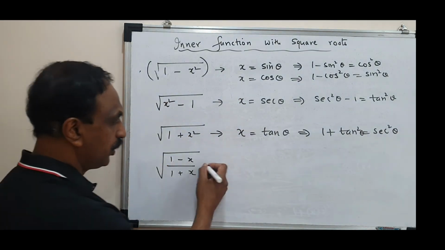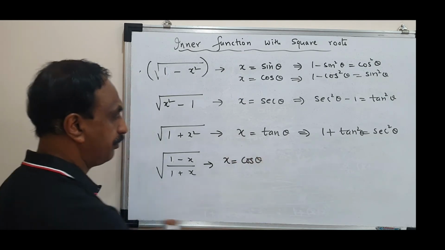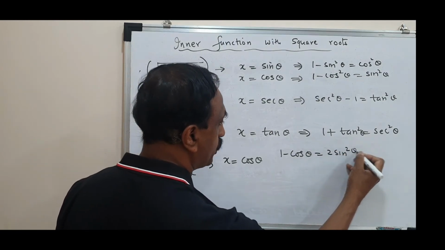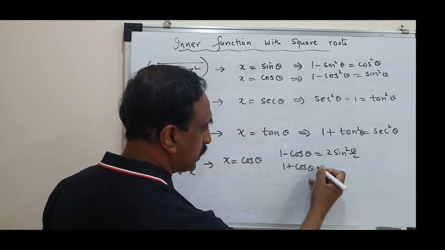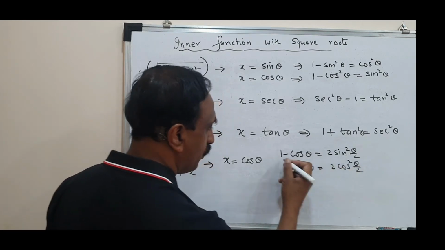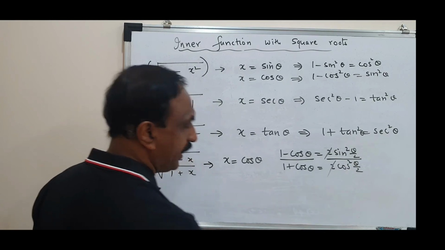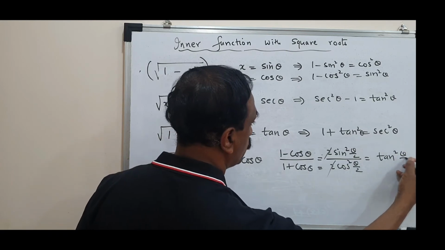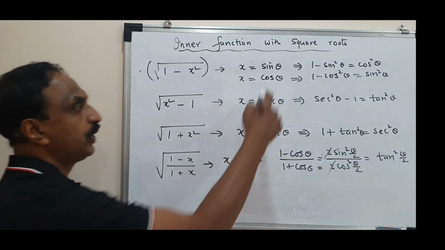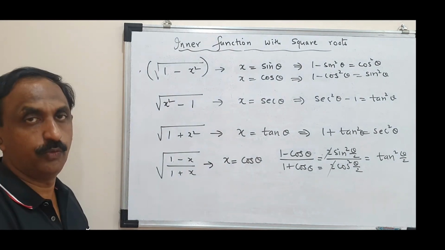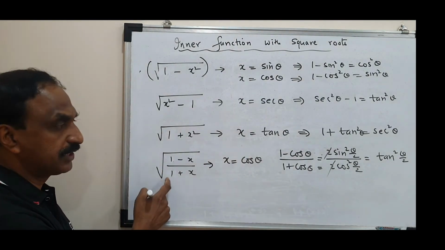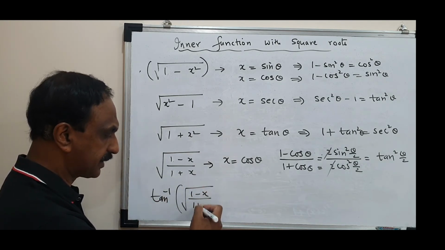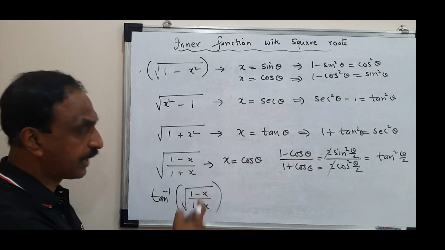In this case, you need to put x as cos theta because here it is very interesting. 1 minus cos theta is 2 sine square theta by 2 and 1 plus cos theta is 2 cos square theta by 2. When you divide, the 2 will go away and this will change to tan square theta by 2, and hence your square root can be removed. So you are doing this substitution for the purpose of removing the square root. For example, they will give you this very interesting problem: tan inverse of root of 1 minus x upon 1 plus x. Immediately remember, you need to put x as cos theta.